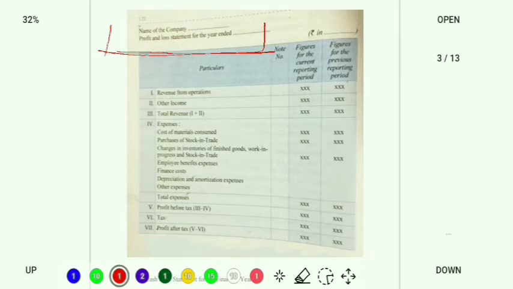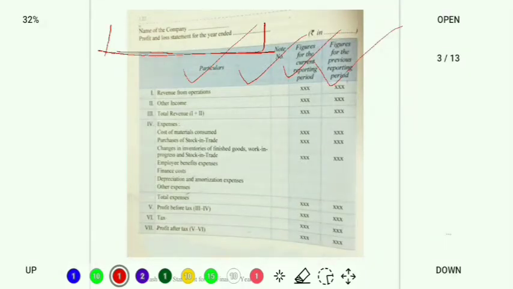Then I shall begin with drawing the format. Now over here also, like the balance sheet, we have 4 columns. First column is my particulars column. Second column is my note number. Third column is for my current closing balance. Okay, and fourth column will be my column for recording the previous year's closing balance. Okay, and then in particulars we have items like revenue from operations, other income, total revenue, expenses.